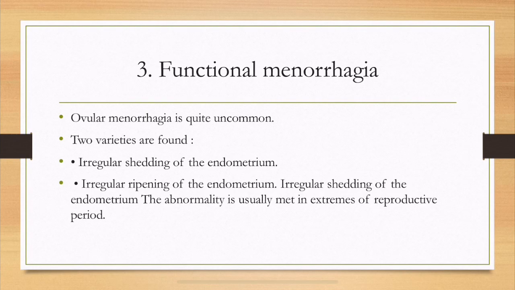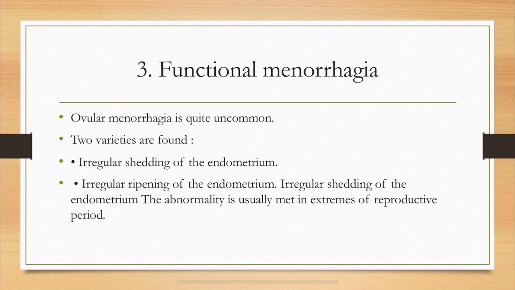Now we see functional menorrhagia. Ovular menorrhagia is quite uncommon. In functional menorrhagia, you can find two varieties. Either there is irregular shedding of the endometrium, or it could be irregular ripening of the endometrium. You see guys, there is irregular shedding or irregular ripening.